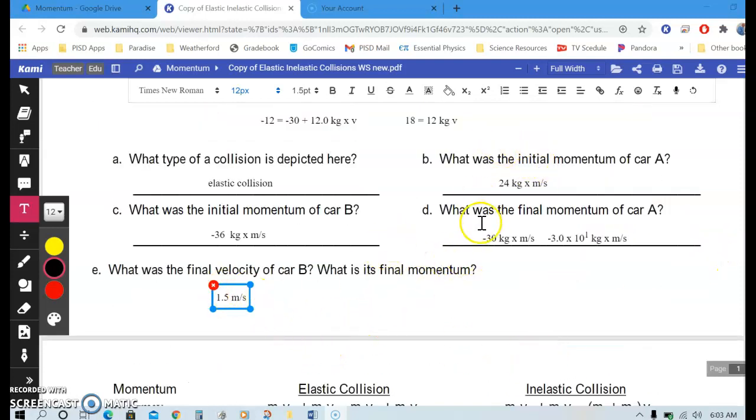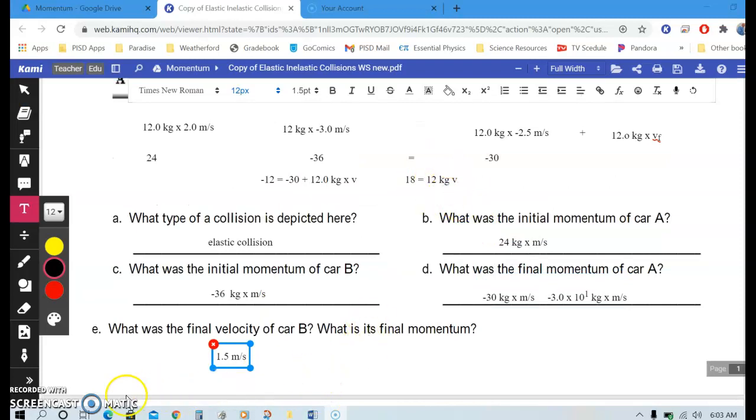Now, the last thing you need to do is find the momentum. You would do 12 times 1.5, and you would get 18. Because we know the final velocity is 1.5 multiplied by 12, you get 18 kilograms times meters per second. All right. Okay, that is it.